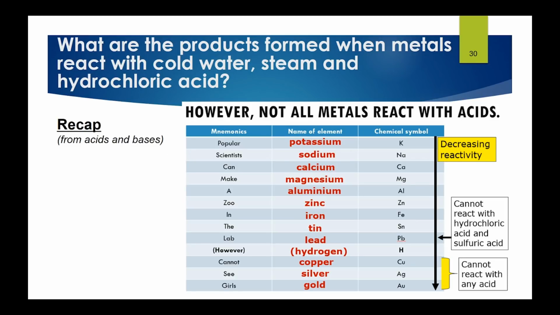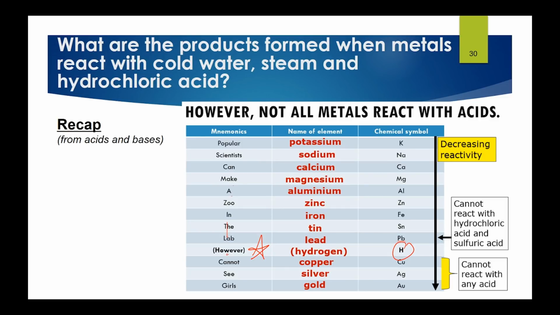So if you recap, we talked about this before in the chapter on acids and bases, that not all the metals are able to react with acids. In fact, that's when you first came across this mnemonic: Popular scientists can make a zoo in the lab, however cannot see gold. We use the placement of H to represent the acid, because acid gives you H plus ions, right? So all the elements at the top of H are expected to react with acid, with the exception of lead, whereas all the elements below H are known to not be able to react with acid itself. This is something that you have already noted in the previous chapter.